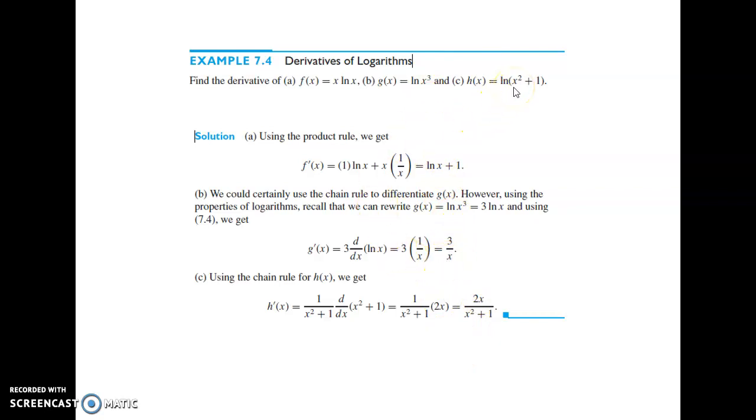Finding the derivative of this is not a product, it is a function of a function. This is function times function: product rule. Function of a function: chain rule. So I do the derivative of ln, it is 1 upon x squared plus 1, times the derivative of this, 2x. I simplify it, get this.